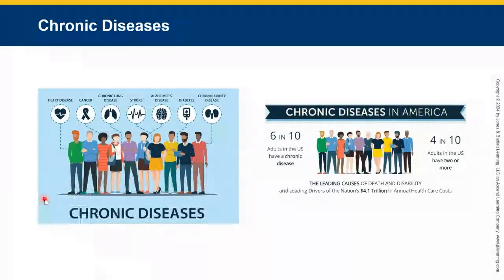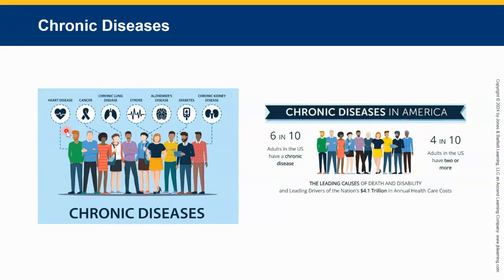You can see here chronic diseases in America. 6 in 10 adults in the U.S. have a chronic disease. 4 in 10 adults in the U.S. have 2 or more chronic diseases. Chronic diseases are the leading cause of death and disability and leading drivers in the nation's $4.1 trillion in annual healthcare costs. Chronic disease include all of the above.